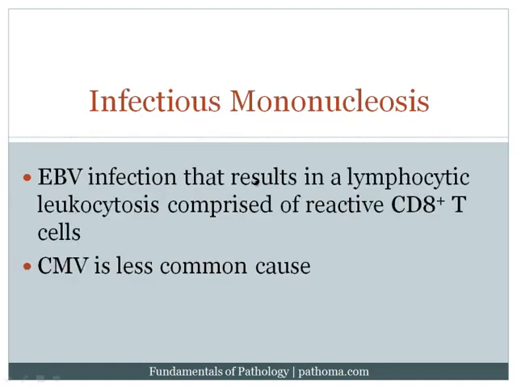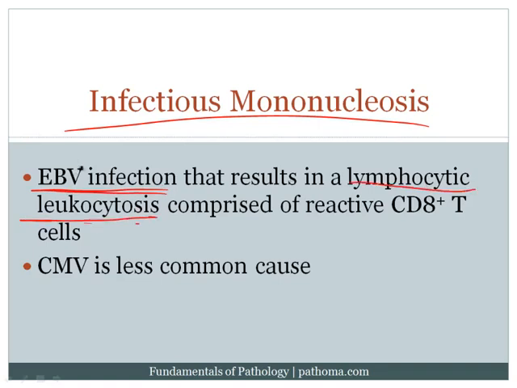Here we get an opportunity, and I put it here because there really is no other place in the text to discuss it, but here we're going to take a little diversion, and we're going to discuss infectious mononucleosis. Infectious mononucleosis is an EBV infection, most commonly, that results in a lymphocytic leukocytosis because we're dealing with a virus, so the lymphocytic leukocytosis would be fighting the virus, and that lymphocytic leukocytosis is comprised of reactive CD8 positive T cells. That makes sense. Again, EBV is the more common cause, CMV is a less common cause.